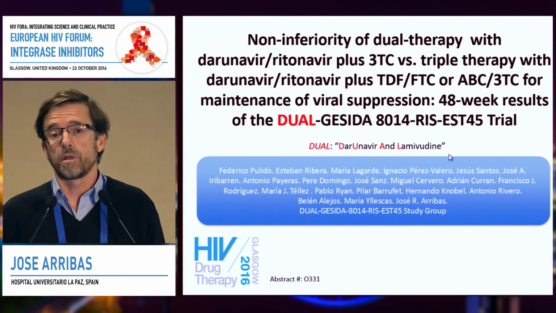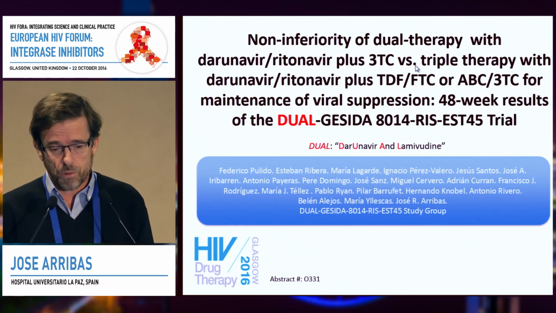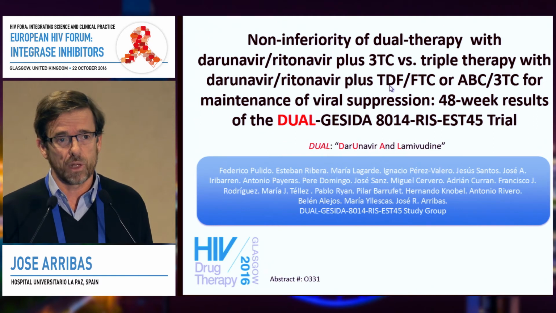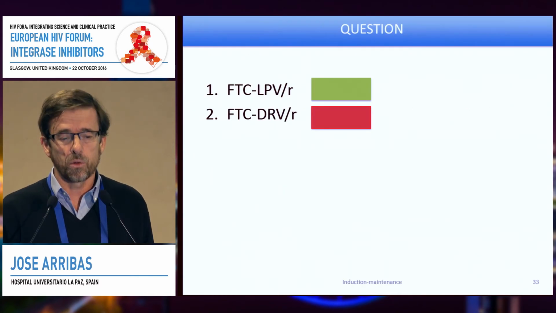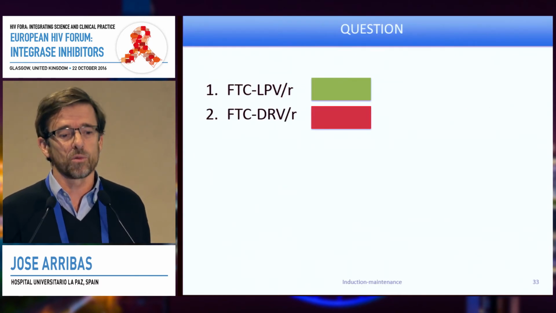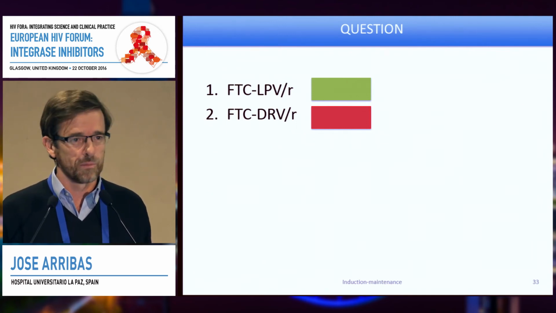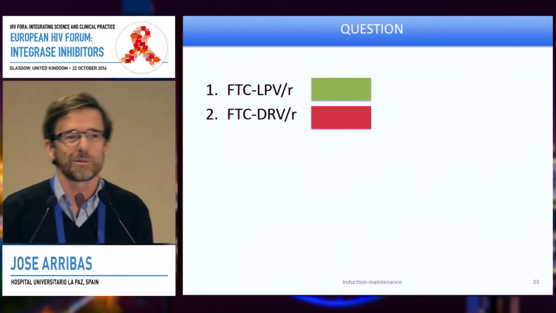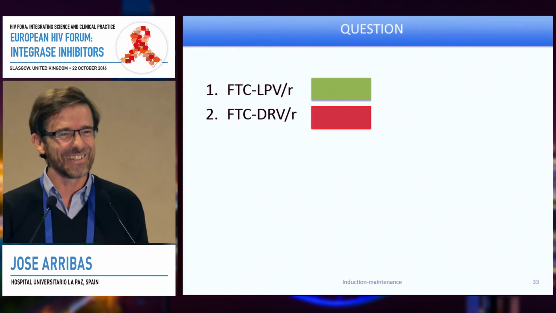And with darunavir 3TC, there is no data, but you are going to see on Thursday the results of dual therapy. The title is self-explanatory. It's non-inferiority of dual therapy with darunavir 3TC versus darunavir and Truvada or Kivexa. So who will use, with omeprazole, FTC lopinavir and who will use FTC darunavir ritonavir, even before seeing the results of the trial? So this is not exactly evidence-based. Maybe that's why Jonathan is still on green.